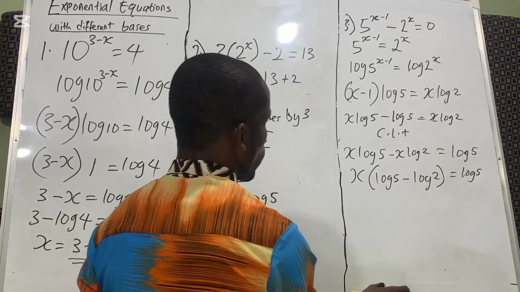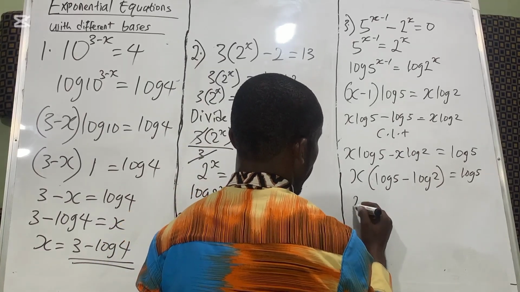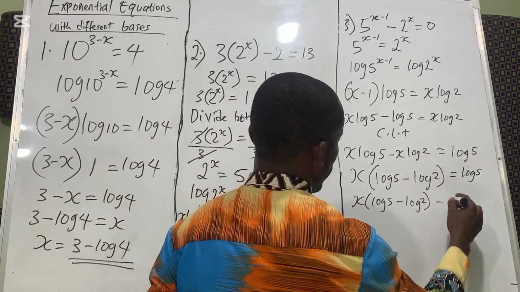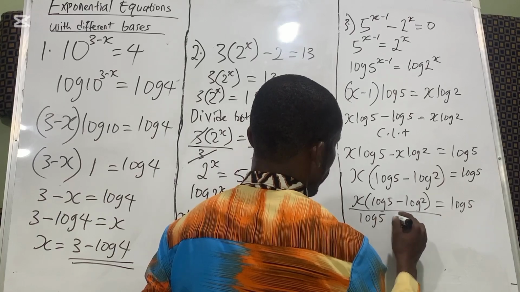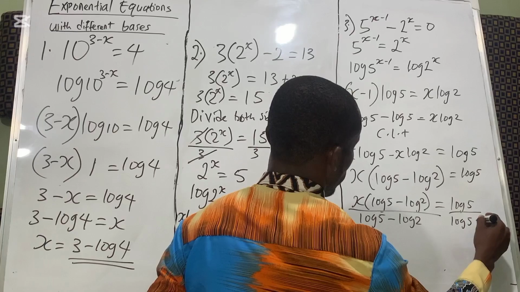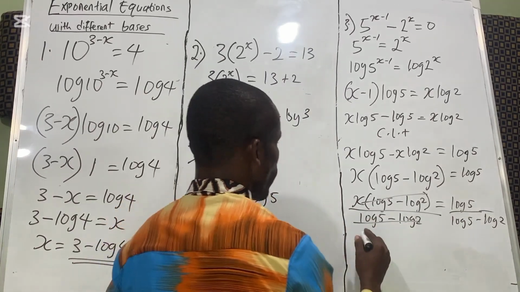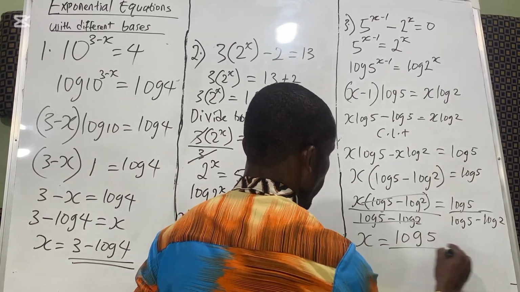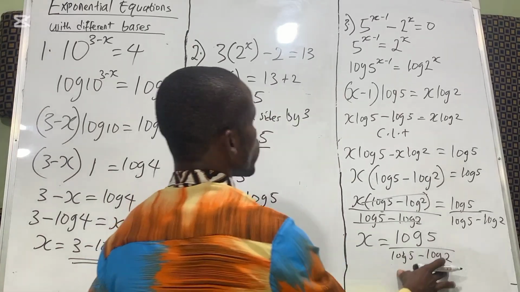At this point, we can divide both sides by log 5 minus log 2. So that becomes x times log 5 minus log 2 equals log 5, divided by log 5 minus log 2. This cancels out, and the final solution is x equals log 5 divided by log 5 minus log 2. So this is the solution to this problem.